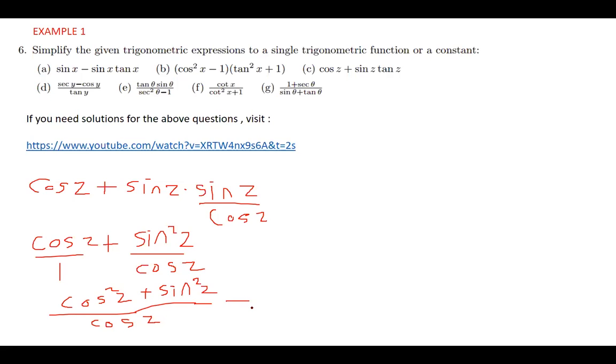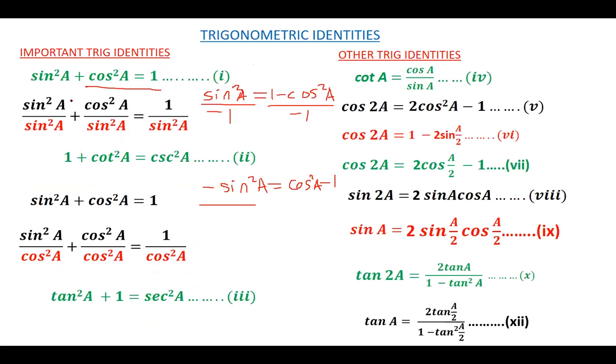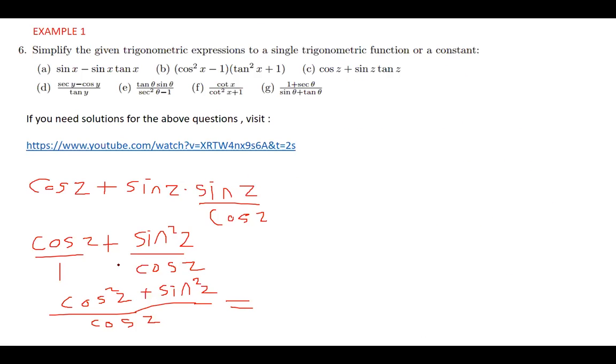But according to the trig identities on this page, we know that sine squared a plus cos squared a is nothing but 1. So here, on top we have sine squared z plus cos squared z, which is just the same as writing 1. So this is going to be 1 over cos z. And then we know that 1 over cos is nothing but sec. So this is going to be sec z, our final answer here, and we have expressed it as a single function.